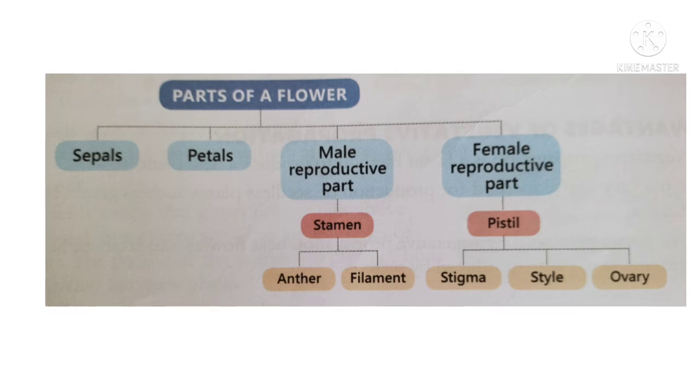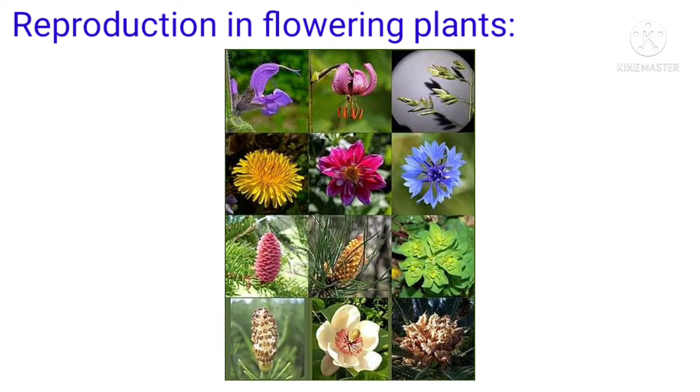And the next concept is reproduction in flowering plants. Now you have learnt about reproduction through seeds. Now you are going to study about reproduction in flowering plants. Most flowering plants reproduce through seeds. This involves the following steps. Totally, we have 6 steps in that.